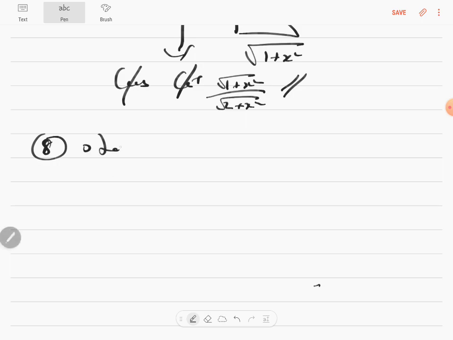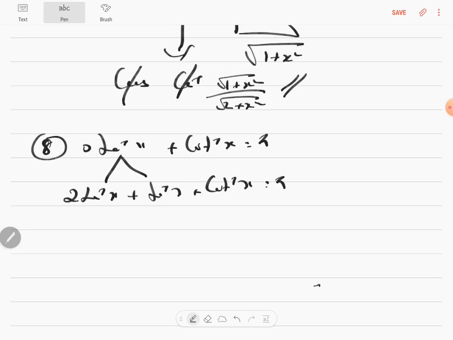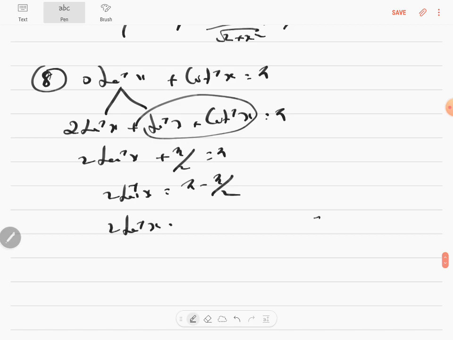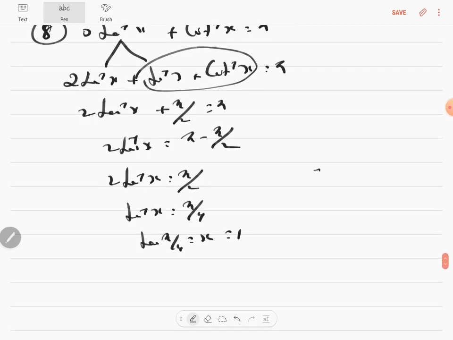3 tan inverse of x plus cot inverse of x is equal to pi. You can write this as 2 tan inverse of x plus tan inverse of x plus cot inverse of x is equal to pi. So this itself is pi by 2. So 2 tan inverse of x plus pi by 2 is equal to pi. 2 tan inverse of x is equal to pi minus pi by 2, which is pi by 2. So tan inverse of x is equal to pi by 4. Tan pi by 4 is what x is, and therefore it's equal to 1. So such an easy sum.